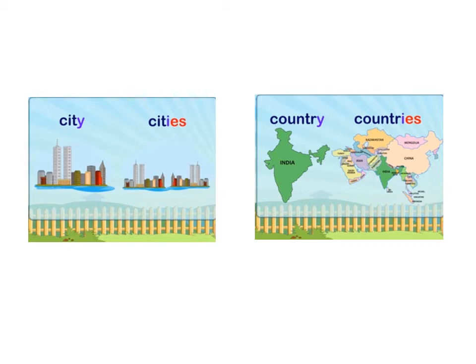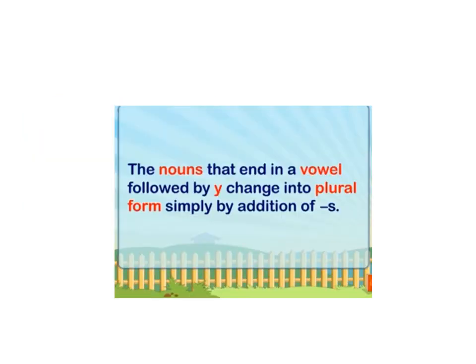See the example again. City, C-I-T-Y. Now here in place of y, I am going to add i and then es, cities, C-I-T-I-E-S, which is the plural form of city. Next, see the same example again, country. Now it ends with y. So, in place of y, I am going to add i and then es. And the answer will be countries, C-O-U-N-T-R-I-E-S, countries.